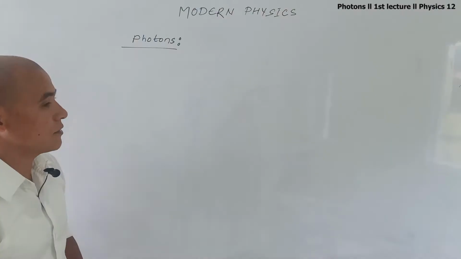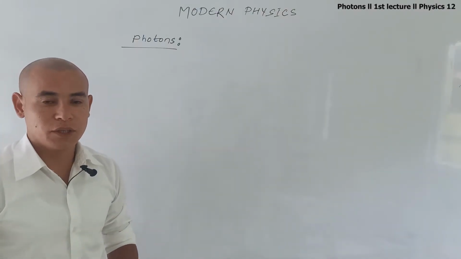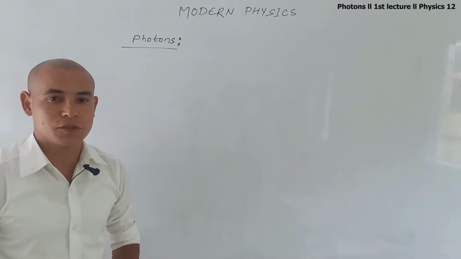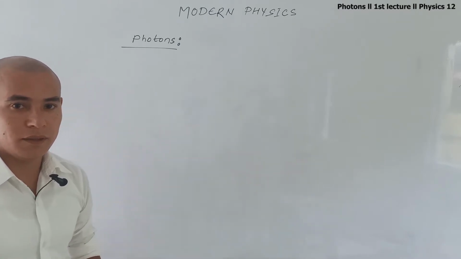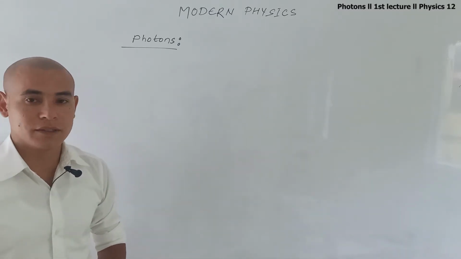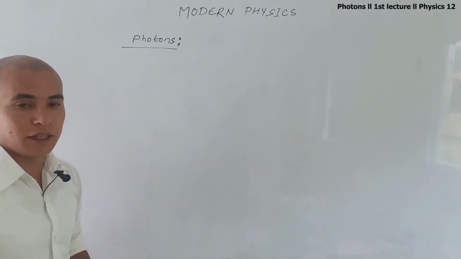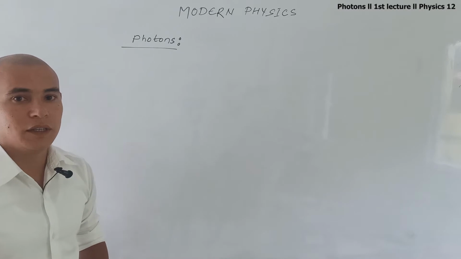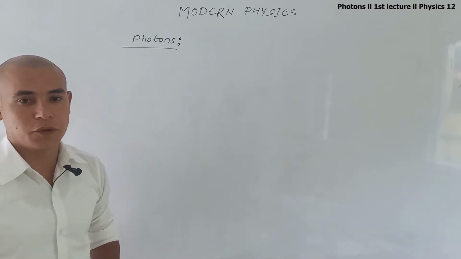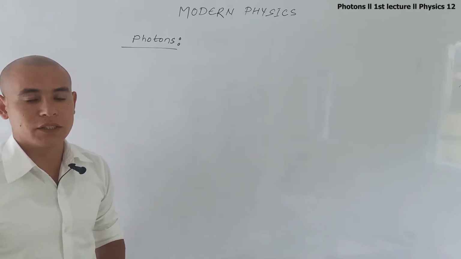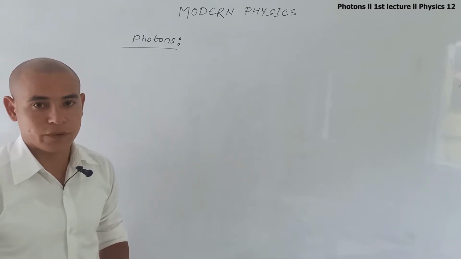In this class today we are going to talk about the photons. So this chapter lies under modern physics. So basically, first of all, let me just give you the definition of photon. What does a photon mean? The quantum radiation is known as photon.